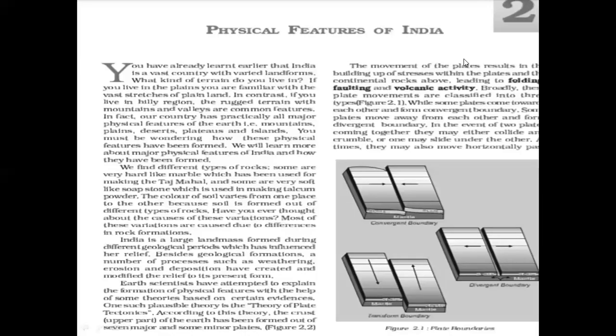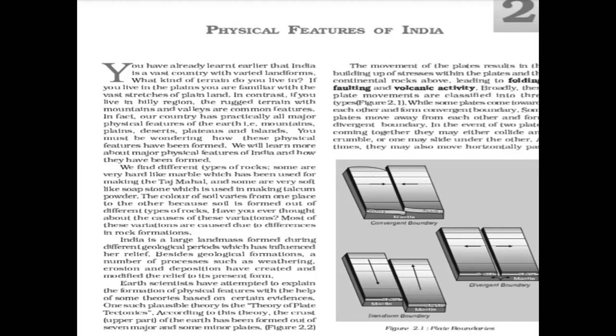Hello kids, let us start with chapter number 2, Physical Features of India. We have a very vast country with varied landforms such as mountains, plains, desert, plateau and islands. We will learn more about these physical features and their formation.